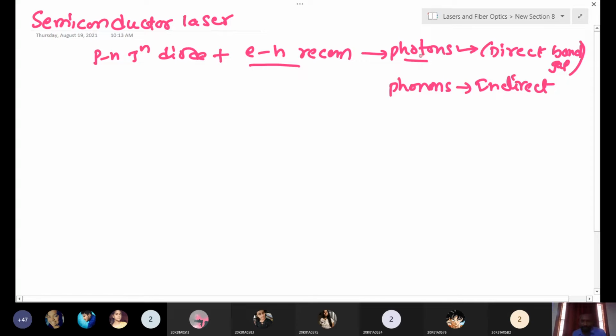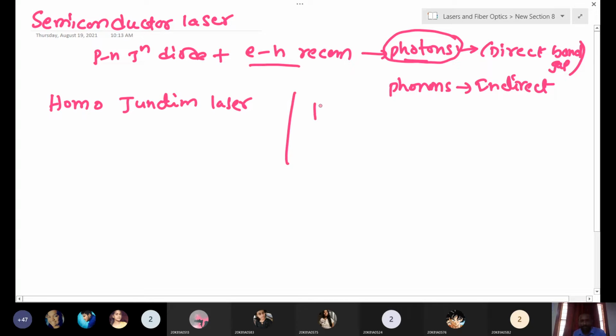The remaining photons we will amplify using a cavity there, but here also we will create a similar type of cavity, an optical resonator. Then we will amplify the light. I will explain that one. Here two types of semiconductor lasers are there: one is homojunction laser, and second one is heterojunction laser.